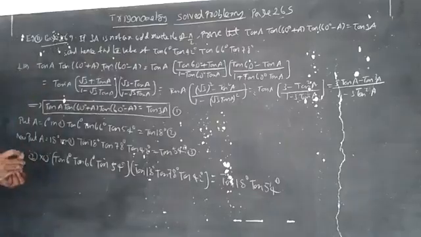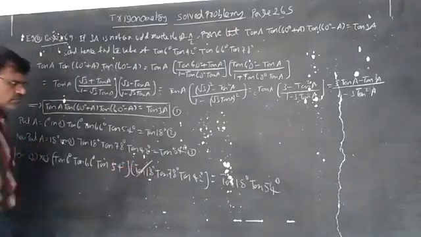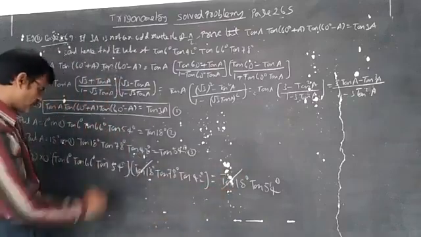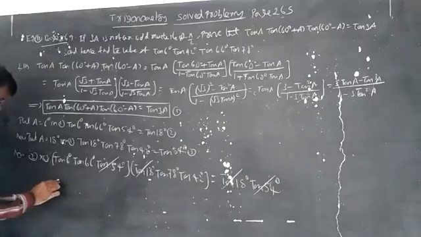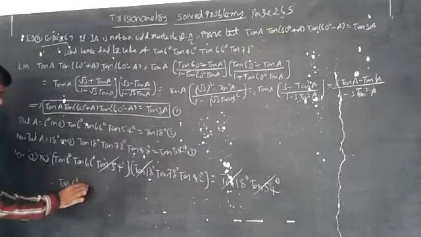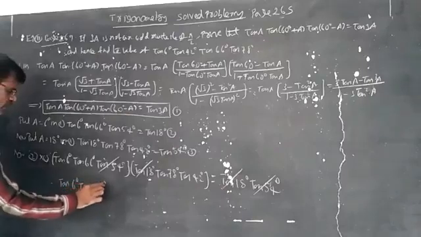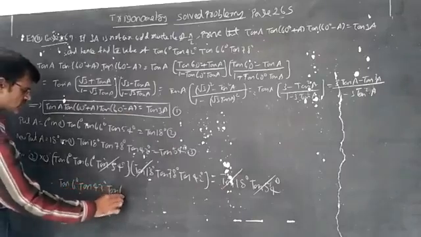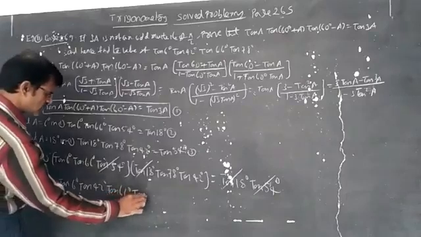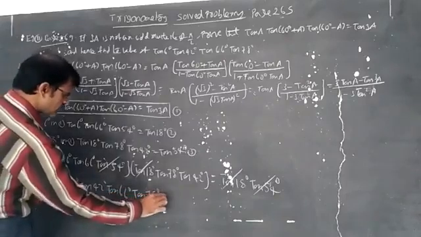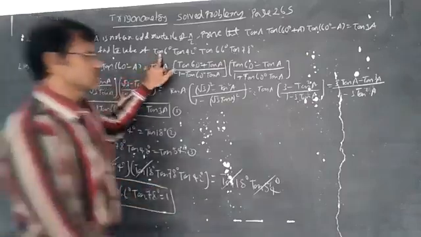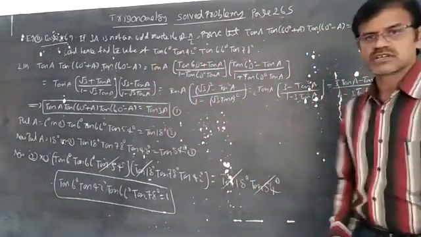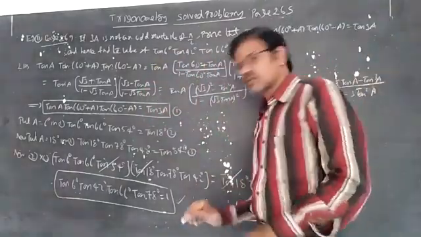Now observe carefully the values here. Tan 18 is there on both sides, so it gets cancelled. Tan 54 is there on both sides, so it gets cancelled. On the RHS side only 1 is left. Therefore, tan 6 degrees into tan 42 degrees into tan 66 degrees into tan 78 degrees is equal to 1. That's all. What is asked? Tan 6 into tan 42 into tan 66 into tan 78. So the total value is 1.